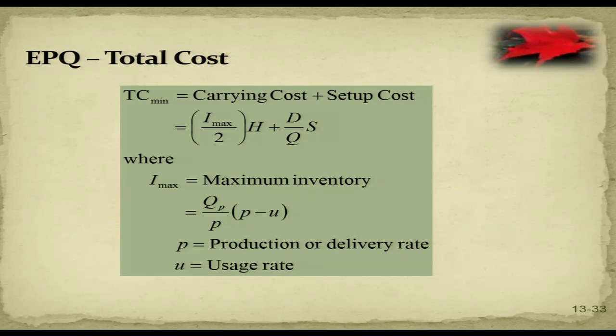What's U? U is the usage rate. I should change it here. It's not the same as demand rate, but the textbook uses usage rate. For the EOQ formula, we were using demand, and for this one, the EPQ formula, we're using usage.